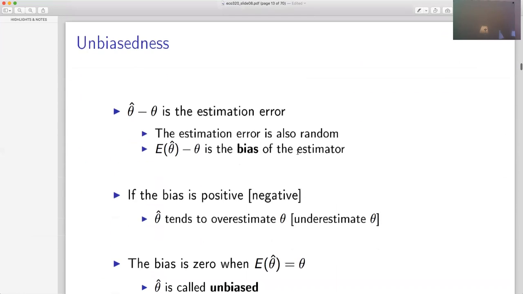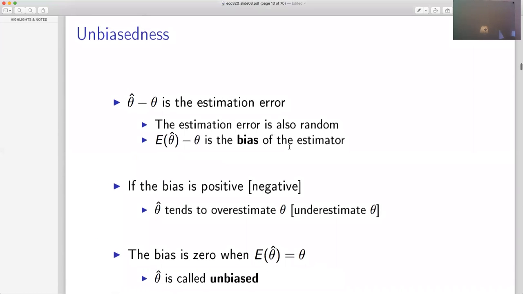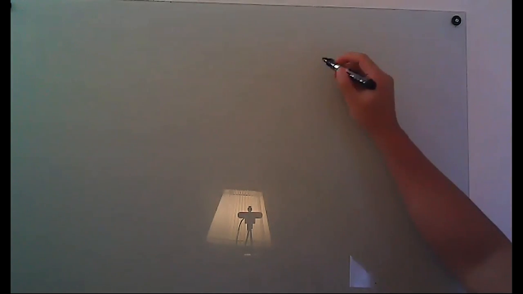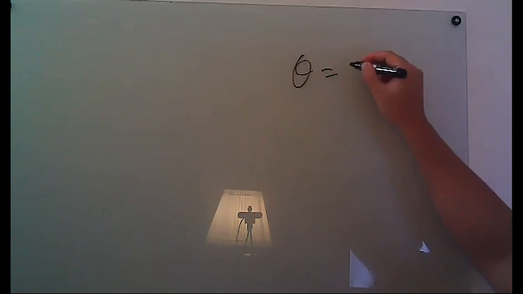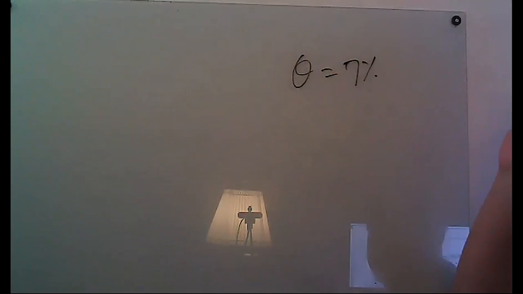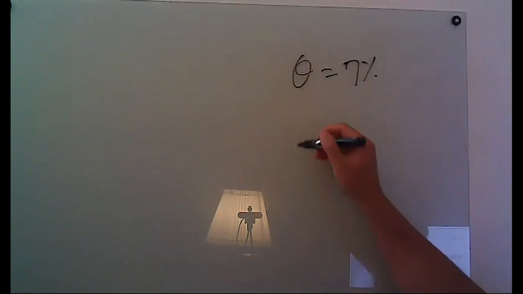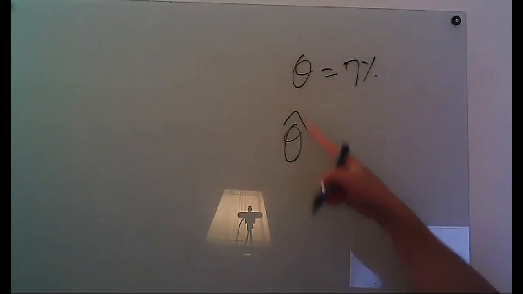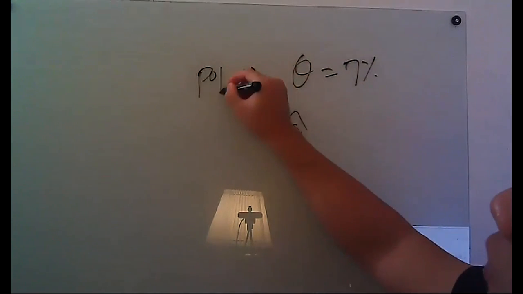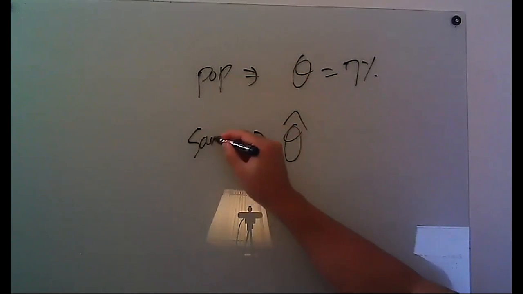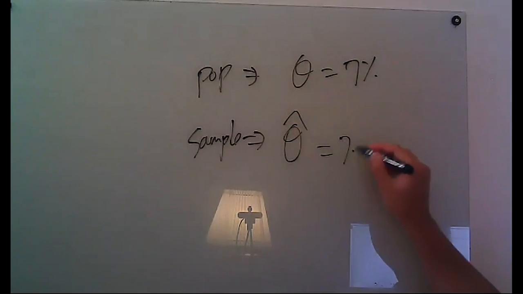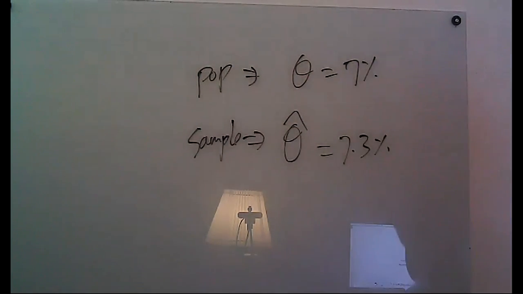Unbiasedness is another very important property. Let's say the concept of bias is like this. Let's say you're trying to get the unemployment rate. Let's say the true unemployment rate is 7%. I just made up a number, but we use some samples. So we estimate using a sample. This is from the population, and this is using a sample. We are getting 7.3% somehow, let's say.